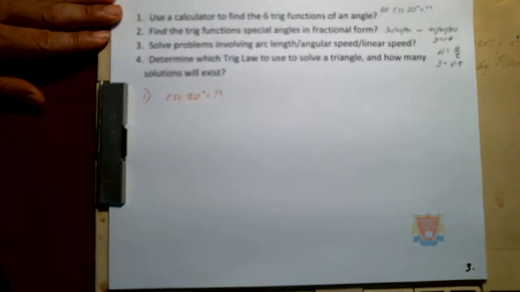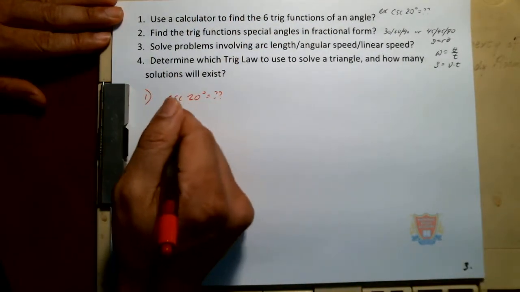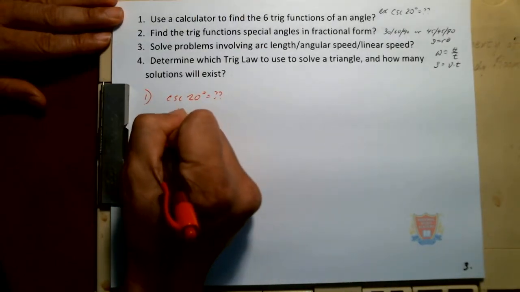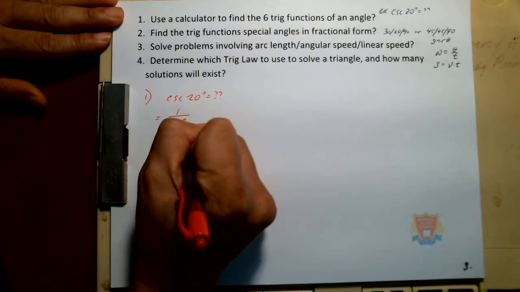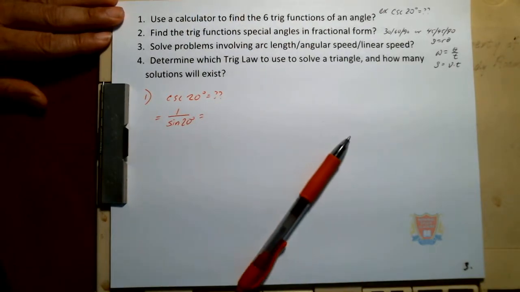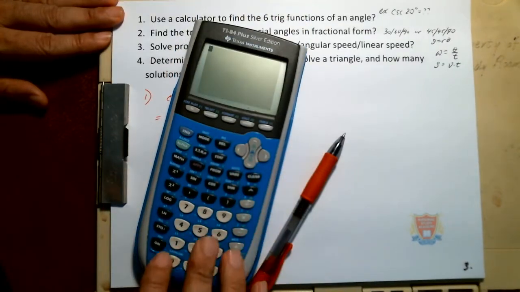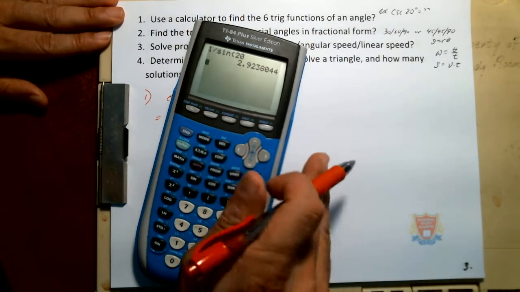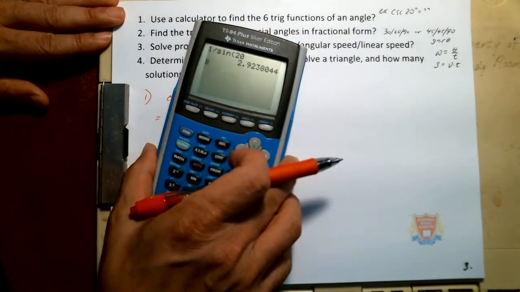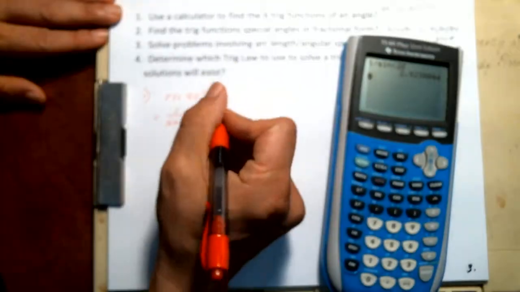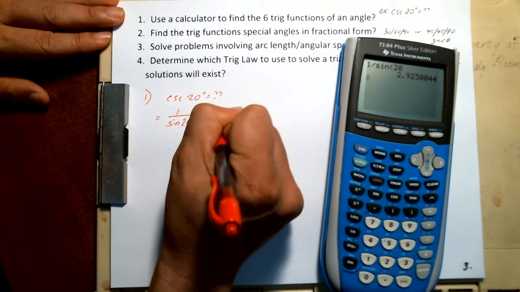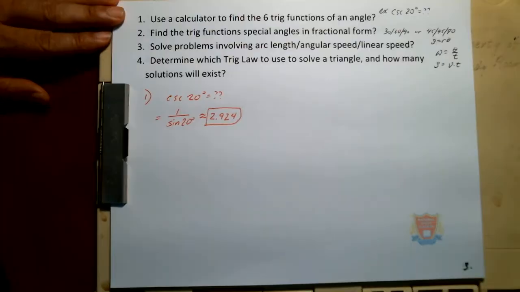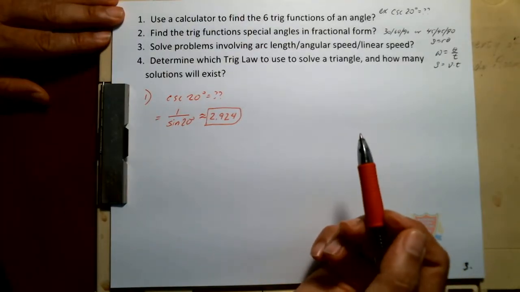So what do we do? We know that this is the reciprocal of sine. So we go 1 divided by sine of 20 degrees. Let's just make sure: 1 divided by the sine of 20 degrees. And 2.923, 2.924 approximately. And that's your answer. You should be able to do this with the cosine or the secant and the cotangent as well.